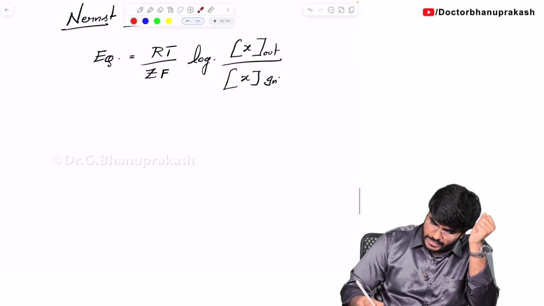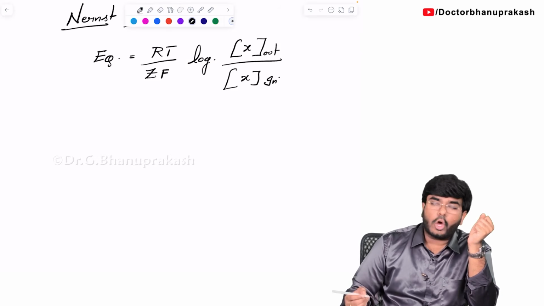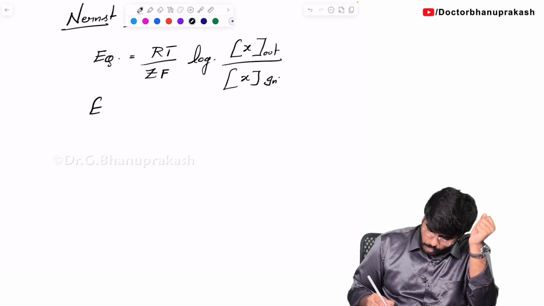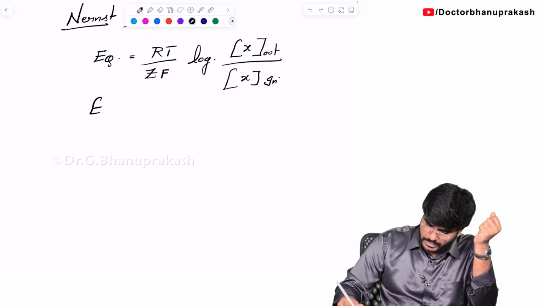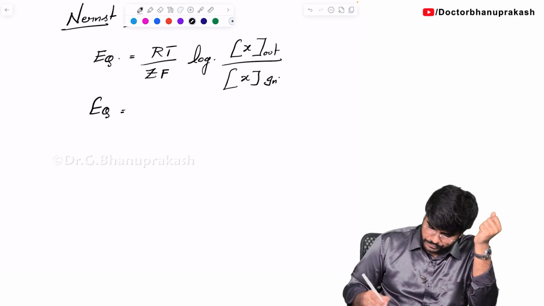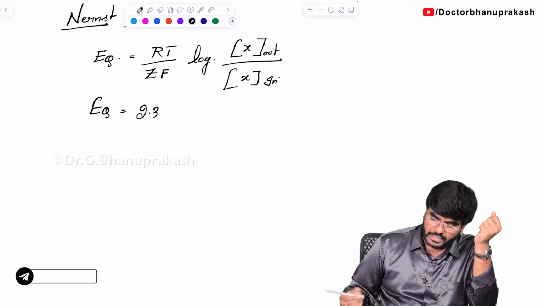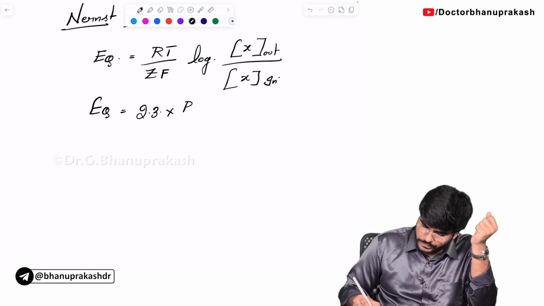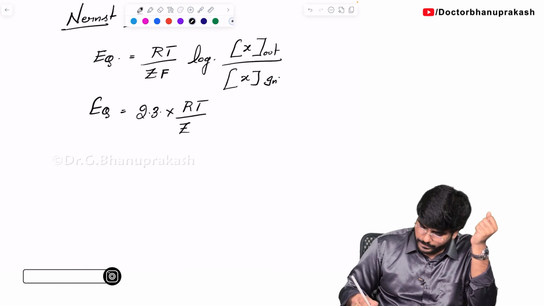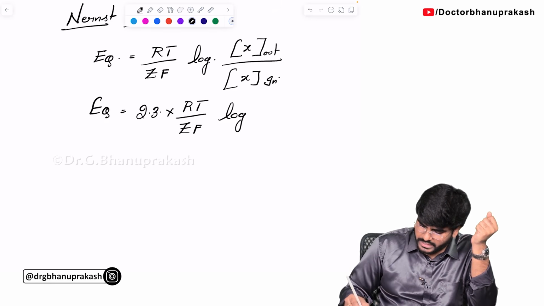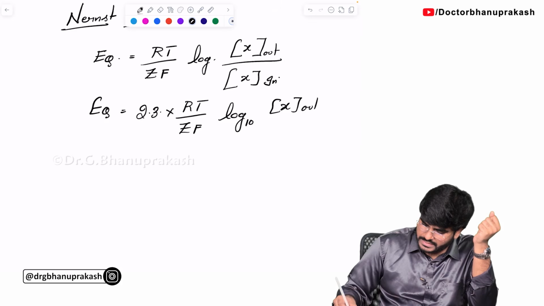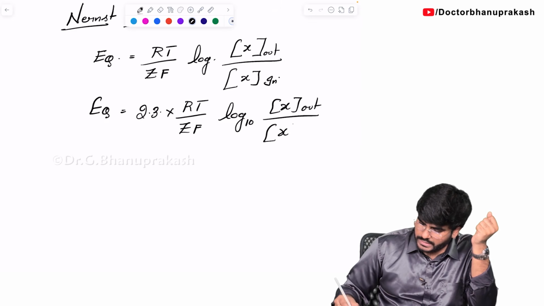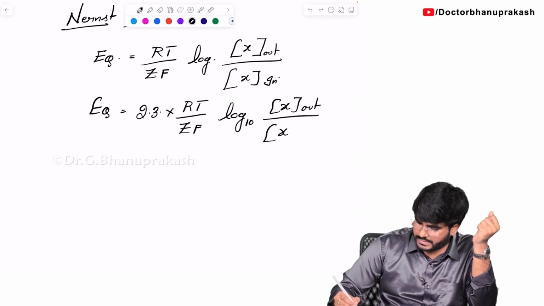Now, this is the natural logarithm. Let's convert it into log base 10. So I am going to change the equation: equilibrium potential is equal to 2.3 times RT/ZF times log base 10 of the concentration of the same ion outside the cell divided by the concentration of the same ion inside the cell.